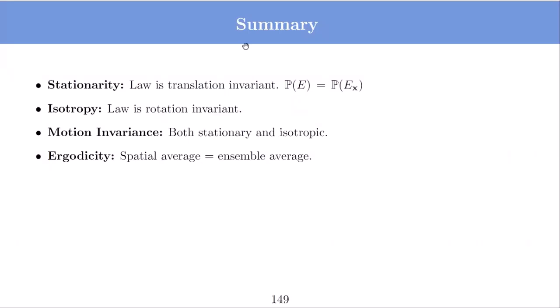So just to summarize, stationarity means the law is translation invariant. Isotropic means the law is rotation invariant. Motion invariance means both stationary and isotropic. And ergodicity means the spatial average is equal to the ensemble average.